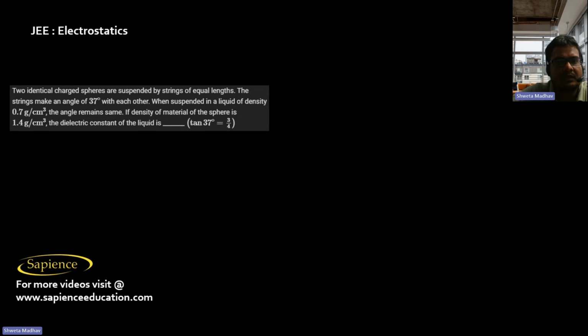And here it is told two identical charged spheres are suspended by strings of equal lengths. The strings make an angle of 37° with each other. Two identical charged spheres, so their charge is also q, their radius is also same and their density is also same, that is rho, suppose, and they make an angle theta, which is 37° with each other, when suspended in a liquid of density 0.7 gram per centimeter cube. The angle remains the same.